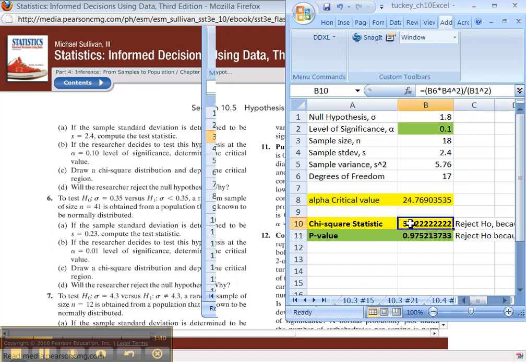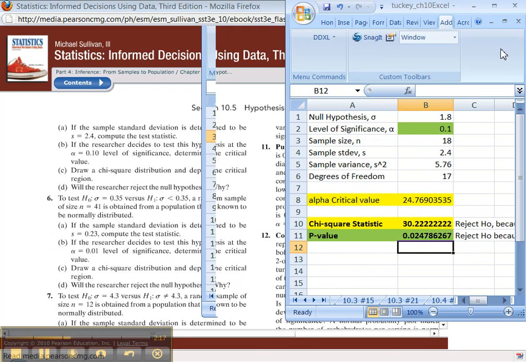All right, now the chi-square statistic, that actually doesn't change. So this is still the same formula. So you take b6, which is your degrees of freedom, n minus 1, times s squared, right, 2.4 squared, or hey, you just move it to 5.76, that'll work too, divided by b1 squared. Okay, beautiful. Then the p-value. Now the p-value is no longer 1 minus chi dist, it's actually just chi dist, right, because it's a right-tailed test. That's how it's going to work for this one.